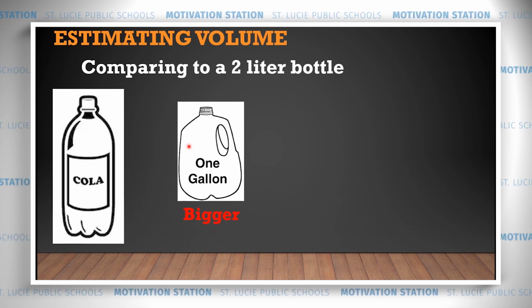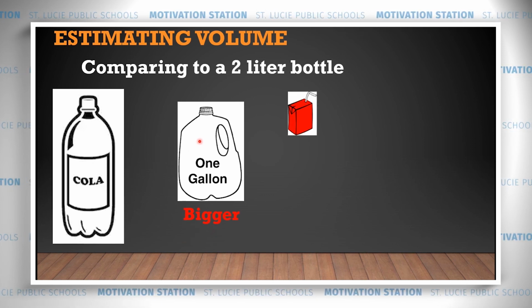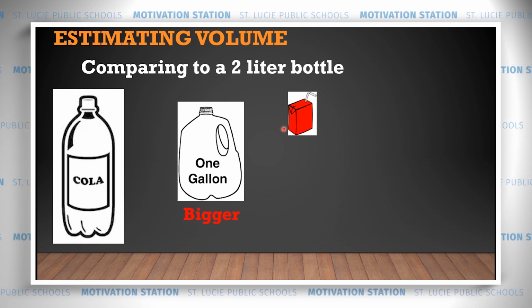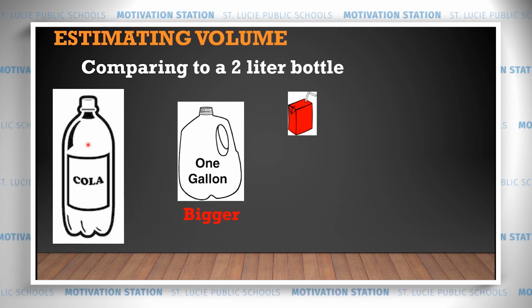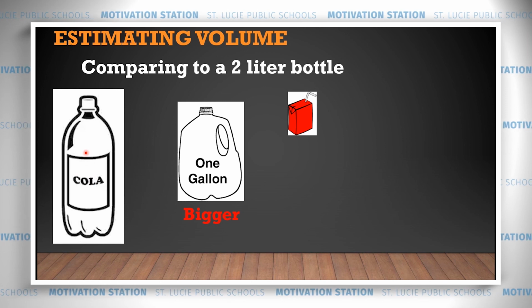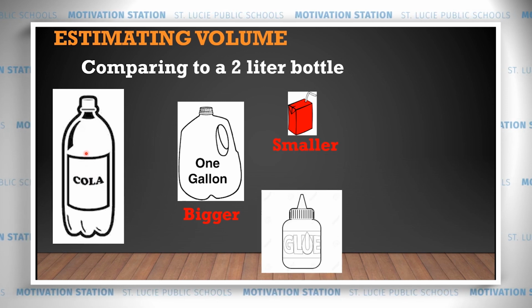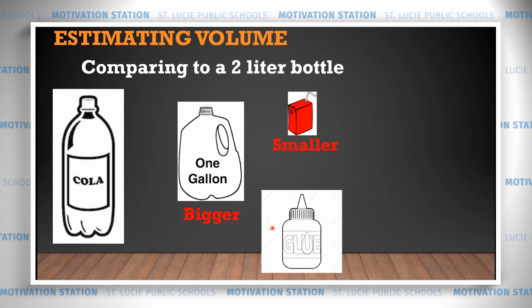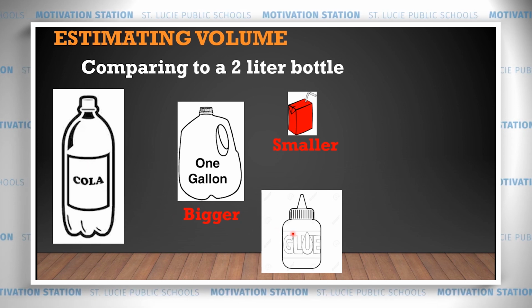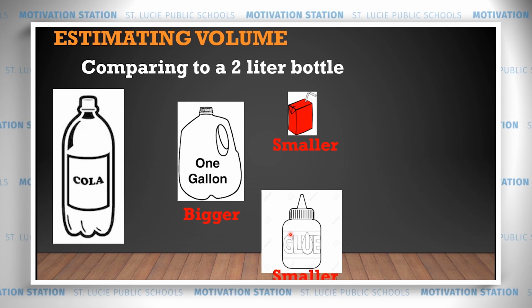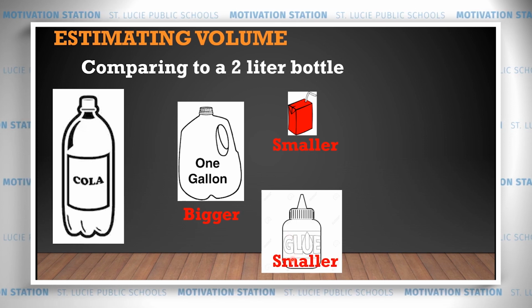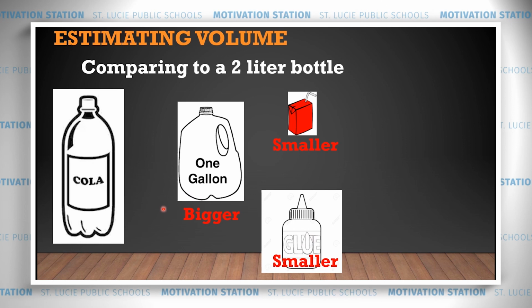Now let's look at a juice box. Is a juice box bigger or smaller than that 2-liter bottle? That one's an easy one. It's definitely smaller. The next thing we're going to look at is a bottle of glue. Is that bigger or smaller than a 2-liter bottle? You're right, it's smaller. So we could say it has less volume than a 2-liter bottle of soda.